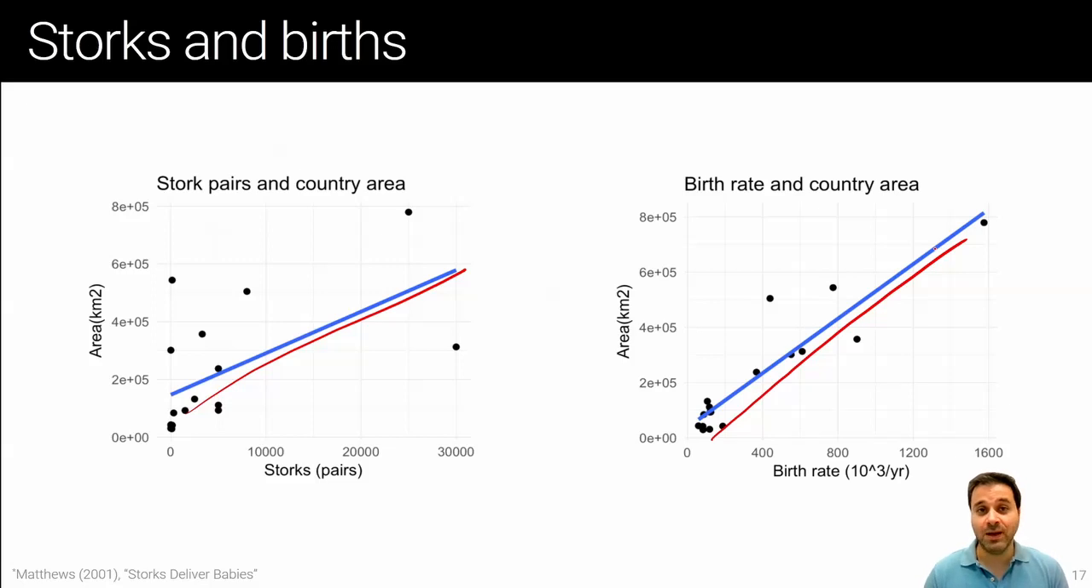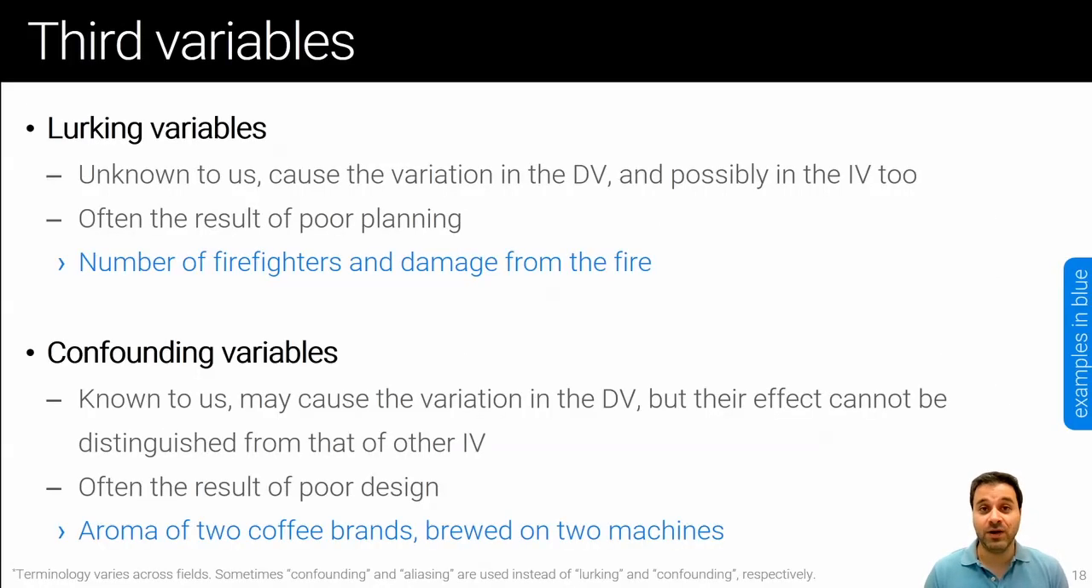And so in principle, we like to think about these third variables in two categories, either lurking variables or confounding variables. The lurking variables are those that are unknown to us. We have no idea about them. And they are actually the ones causing the variation in both the dependent variable and the independent variable too. And this is usually a result of poor planning in the research studies.